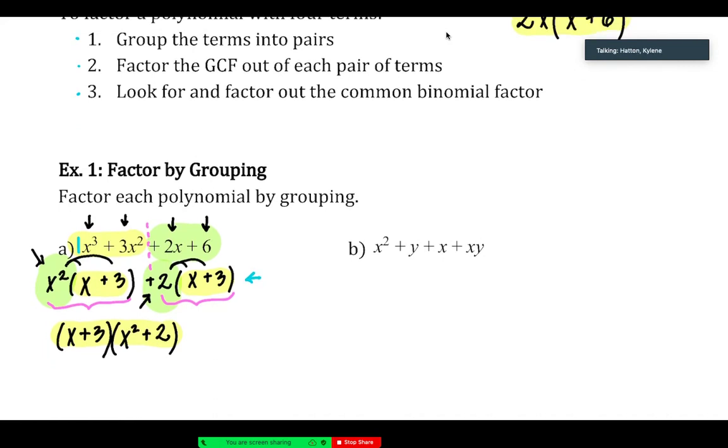So we're going to do the same thing with b. So x squared plus y plus x plus xy. We'll give you guys a chance to write it down, and then we'll go through it together.